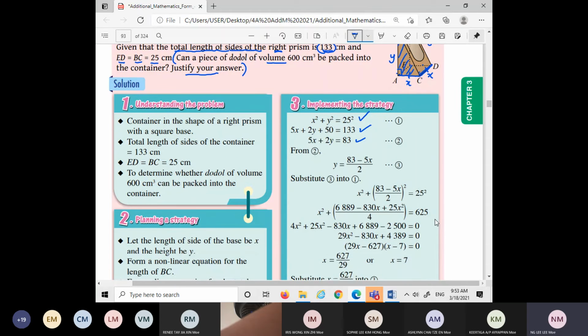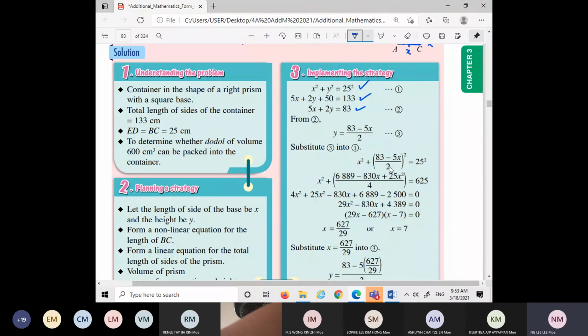Be careful with the expansion here. So the 2 squared is 4. This 83 minus 5x squared, this is what you get. Remember it's 3 terms, not 2 terms only. If you only expand 2 terms, bye-bye, no need to do it already.